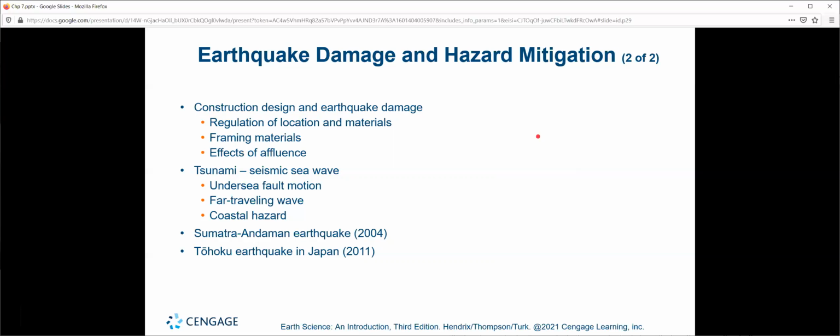There's the Sumatra earthquake in 2004, and of course the Tohoku earthquake in Japan in 2011. Those two earthquakes were very different in result of loss of life and loss of property, because one of those countries is less developed and one of those countries is more developed. One of them could afford to worry about earthquakes. The other one kind of can't.